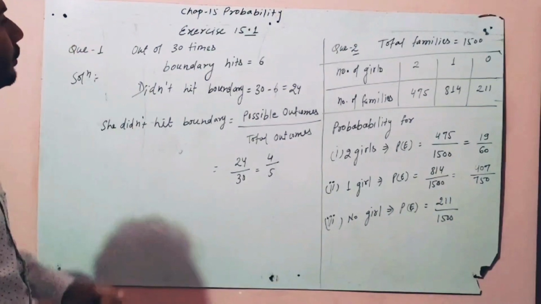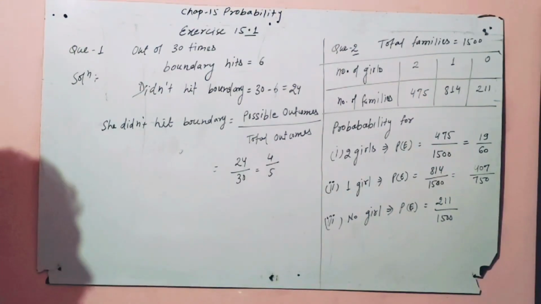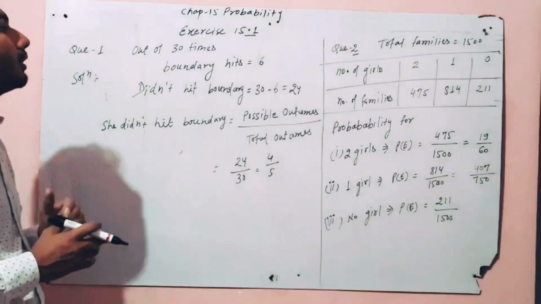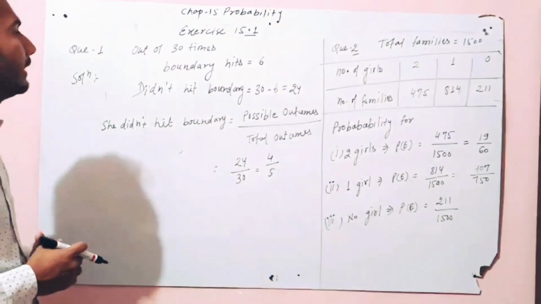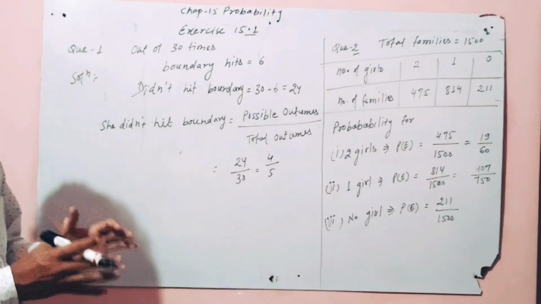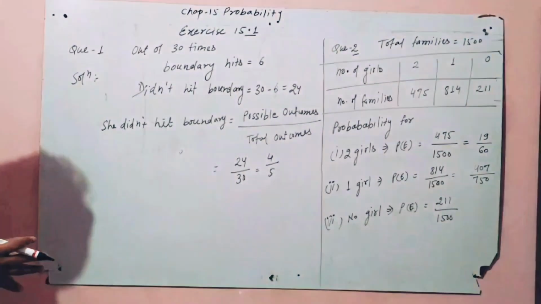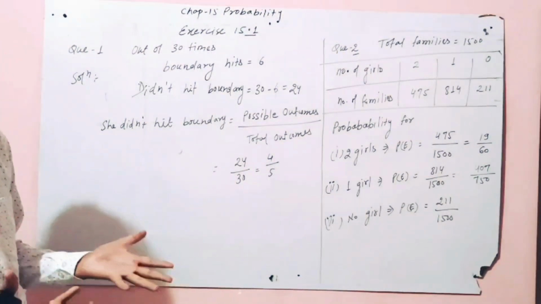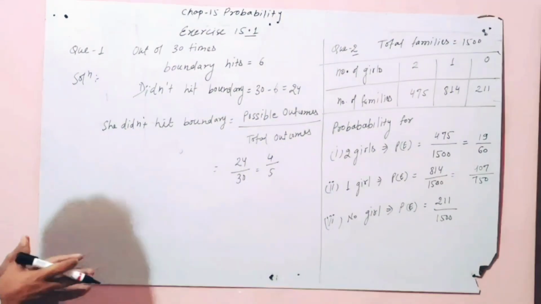So question number 1 is: given that a batswoman played 30 balls and hit 6 boundaries out of 30 balls. So how many times she didn't hit? We have to find the probability of that.